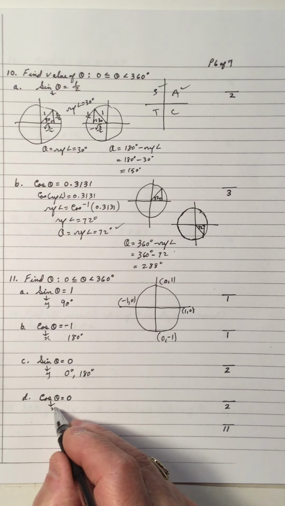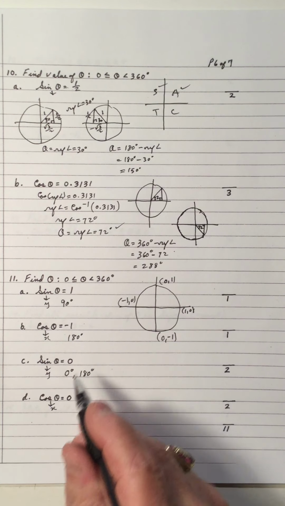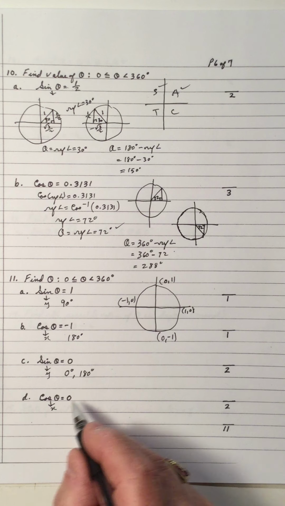Cos is associated with the x on the unit circle, or on the unit circle, cos is the x. So where's x 0?